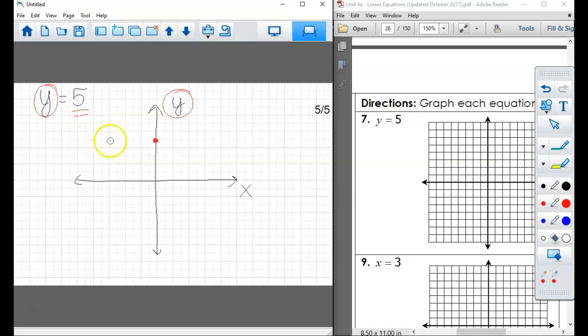Now, do I draw a horizontal line through this point, or do I draw a vertical line? This is where remembering Hoy Vux will help me. This has a y in it. Hoy has a y in it. So you need to draw a horizontal line for y equals 5.